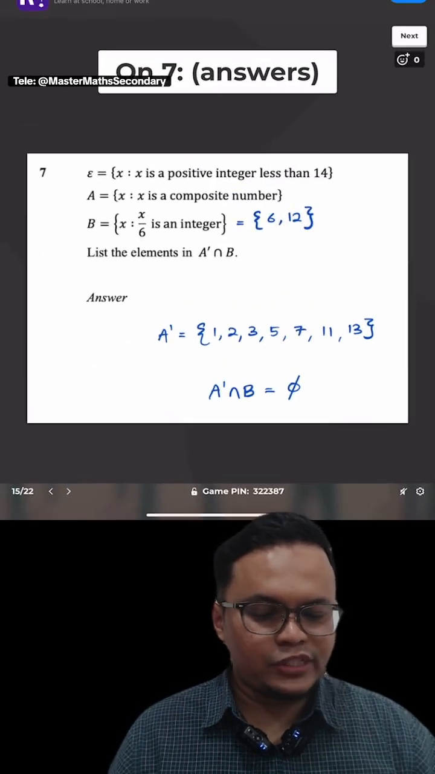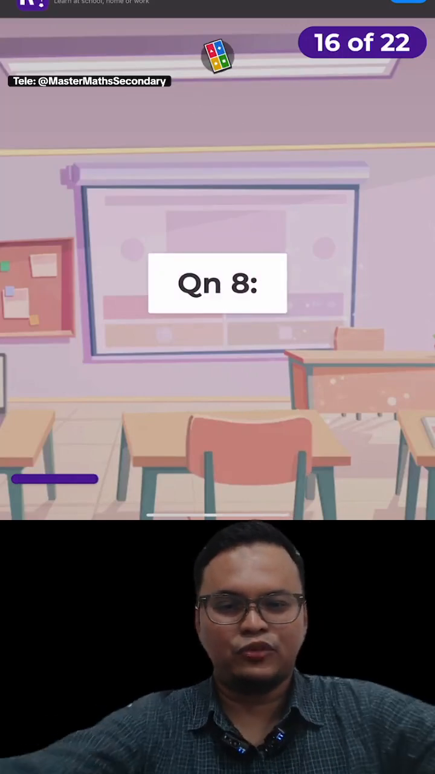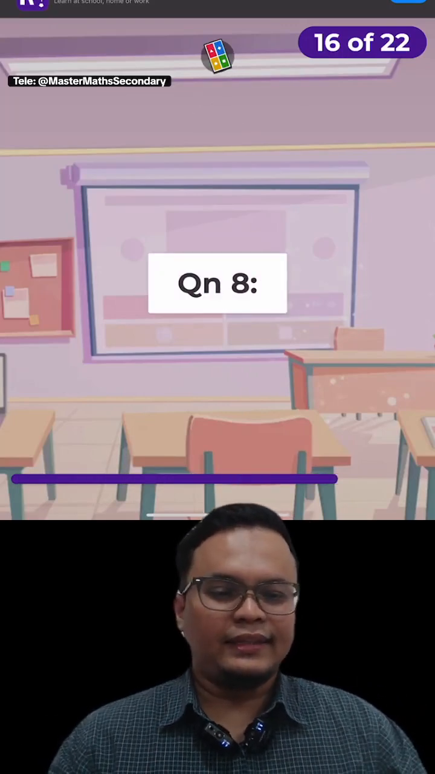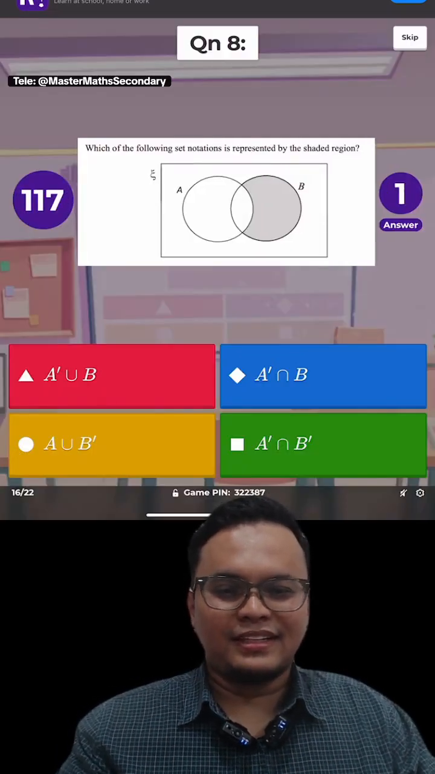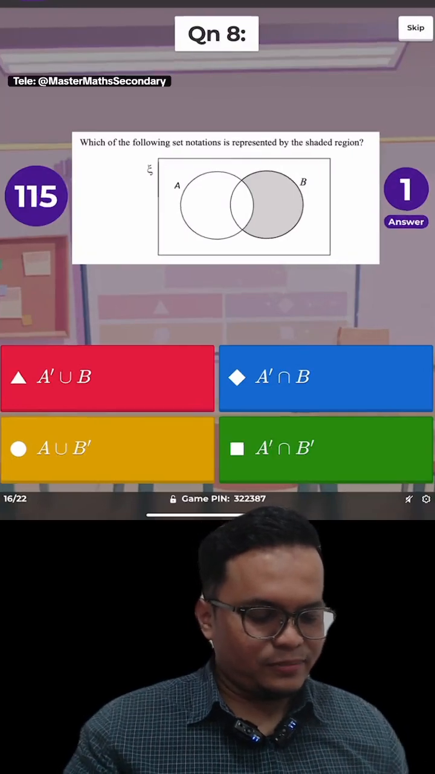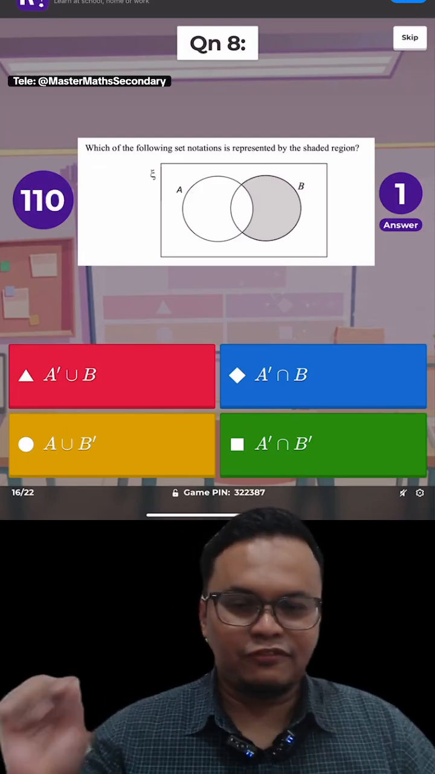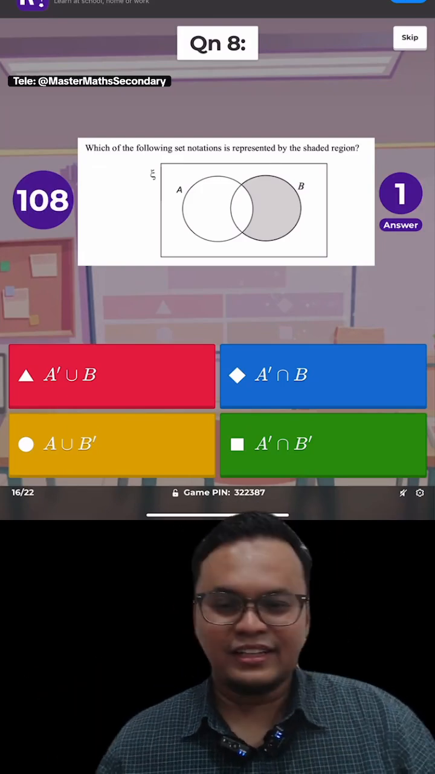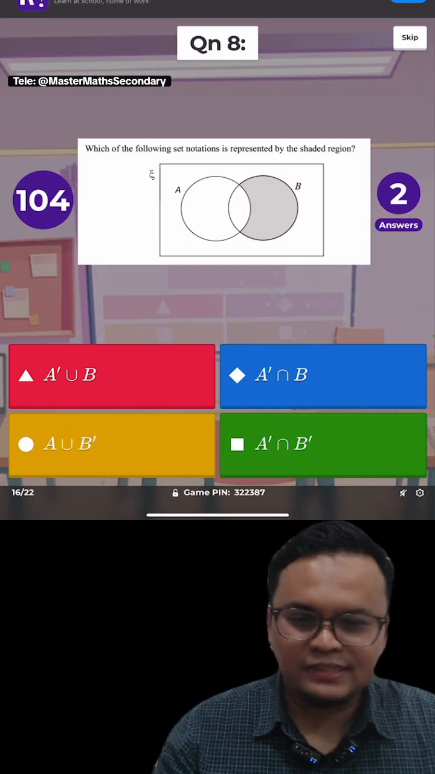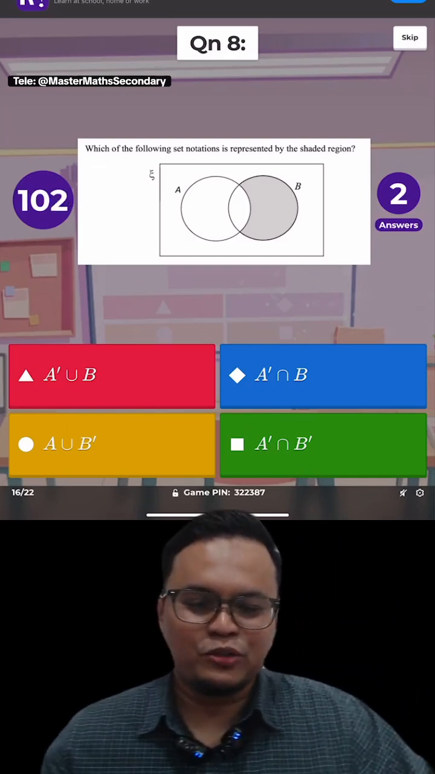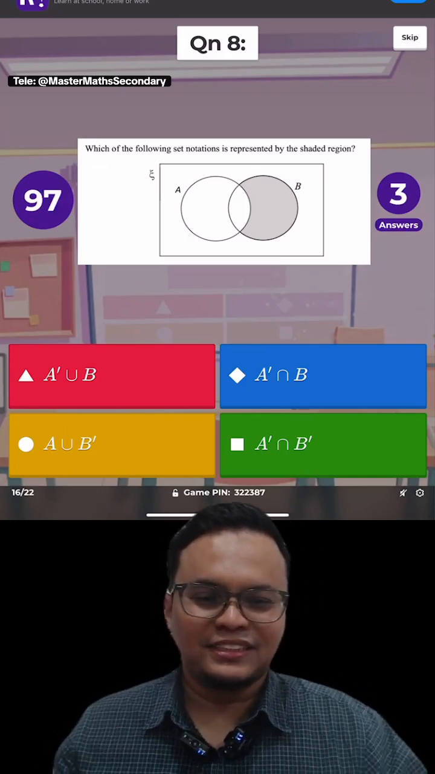Okay, ready for question number 8, guys? Let's take a look at question 8, the last 3 questions: 8, 9, and 10. This one, from the shaded region, we are asked to find the set notation. Can you look carefully? The answers are quite close over there, so please read carefully, especially those of you who are really going for that Dubai chocolates.